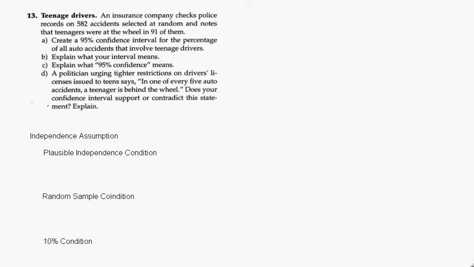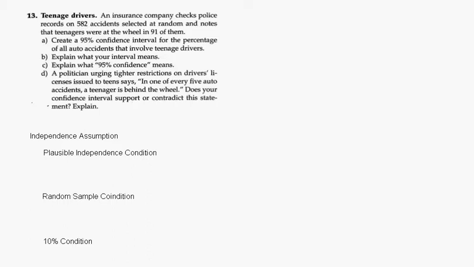Okay, this is problem 13 from chapter 19, and it's about teenage drivers. So what we're going to do is calculate a confidence interval. The information given sounds like information from a study, not a survey, and definitely not an experiment. An insurance company checks police records. So think records that are on file. So it's a retrospective study on 582 accidents.